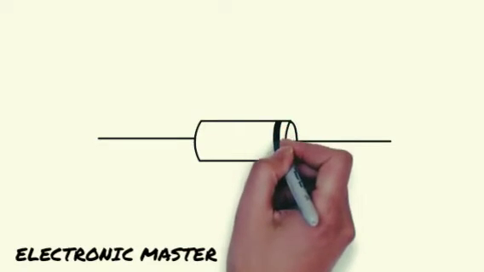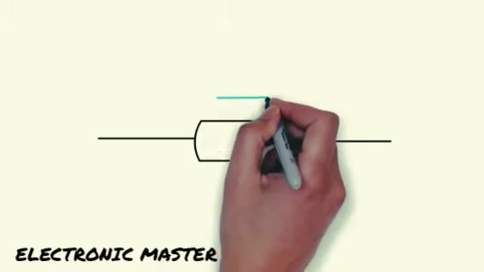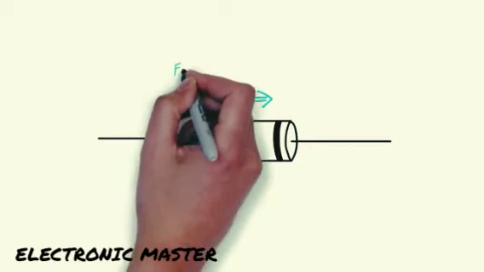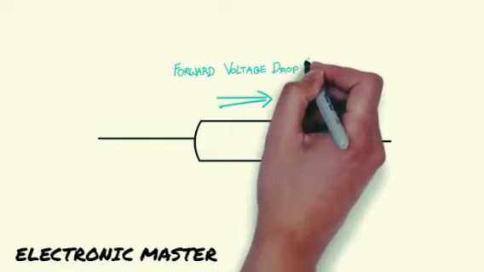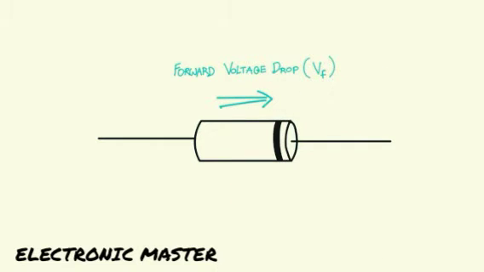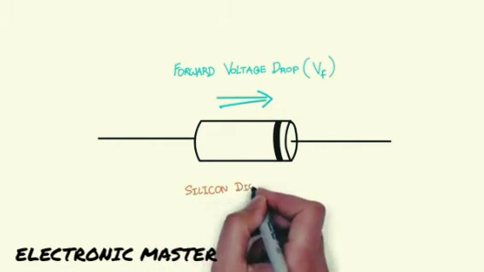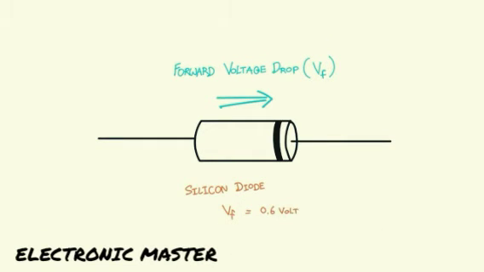For a typical diode, a certain amount of forward voltage is required before any current will flow. This minimum threshold of voltage is called the forward voltage drop. For typical silicon diodes, this forward voltage drop is around 0.6 volt.